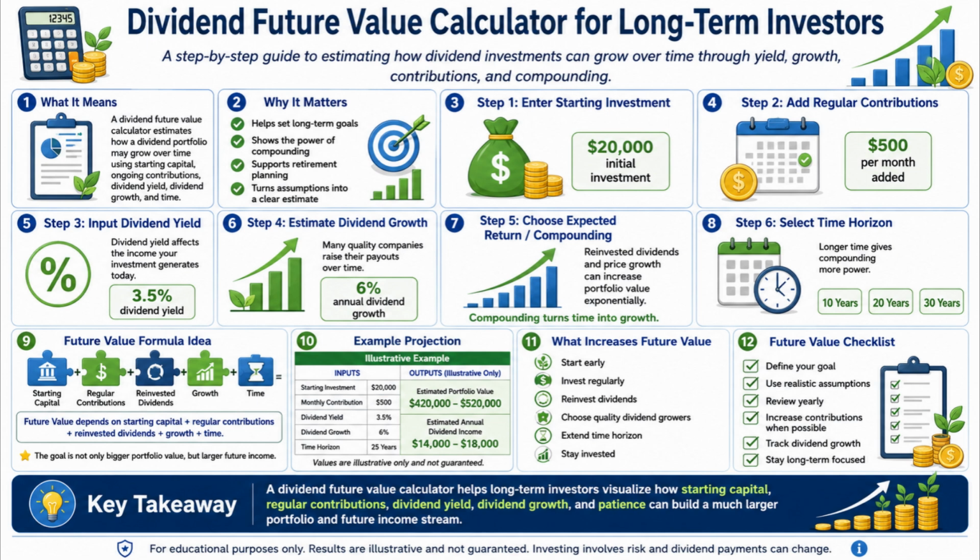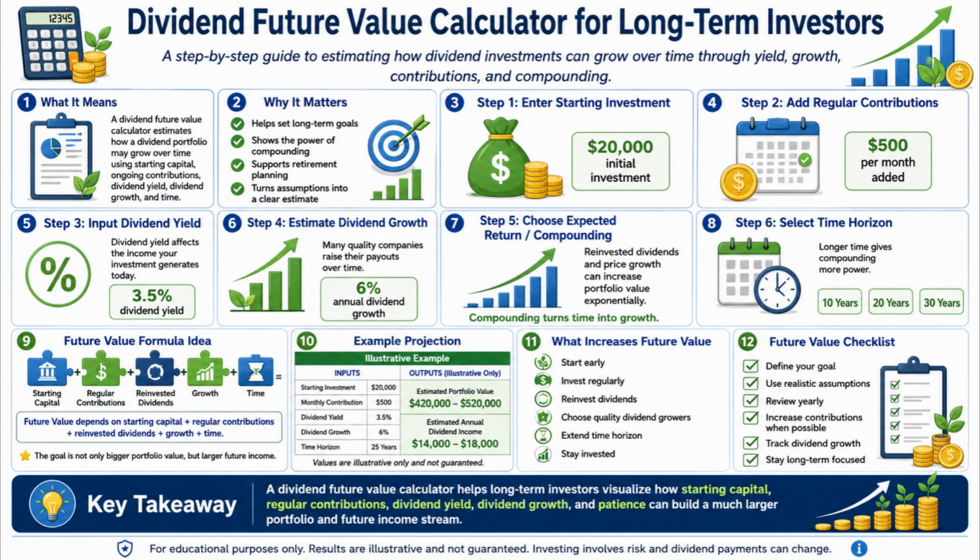Then, the third step is to input the dividend yield. Dividend yield affects the income the portfolio generates today. For example, if the portfolio has an average dividend yield of 3.5%, that yield determines the income being produced on the invested amount. In other words, yield is one of the building blocks of future income growth.